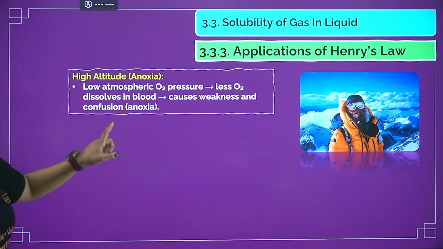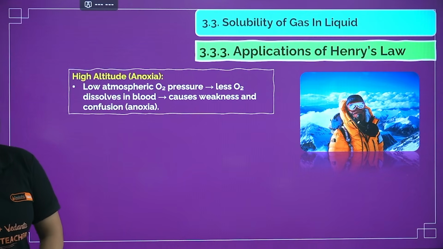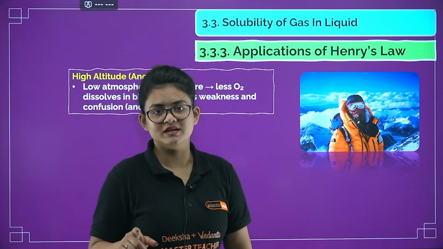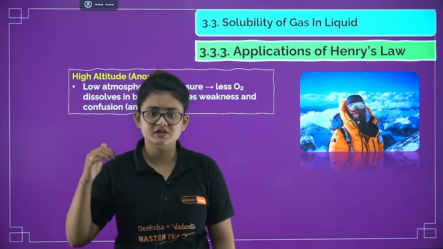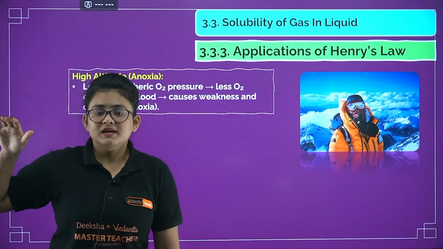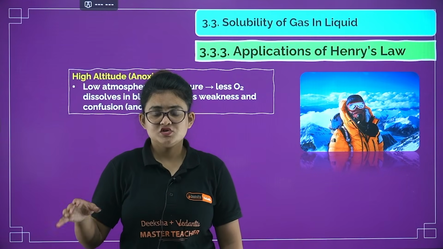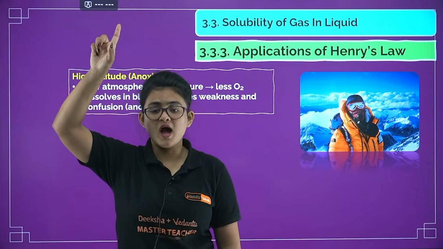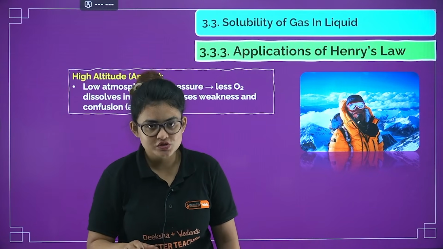One more, that is anoxia. What happens whenever you go to a mountain? See, I'm a mountain girl, I love mountains. I personally felt that this type of problem happens whenever you go to a higher altitude. Basically, this zone is sea level, where the atmospheric pressure is 1 atmosphere. Whenever you go up to a higher altitude, the atmospheric pressure gets reduced.